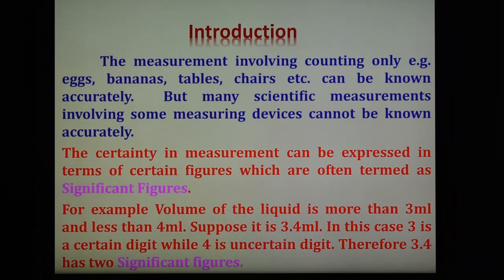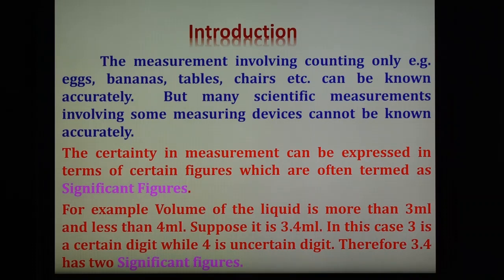All measured quantities are reported in such a way that only the last digit is uncertain, and generally by plus minus 1. Therefore we conclude that measurements of various variables such as weight, volume, density, pressure, temperature, etc. can be only precise and not exact, since every measuring scale has its own precision. The uncertainty in a measurement can be expressed in terms of certain figures which are known as significant figures.